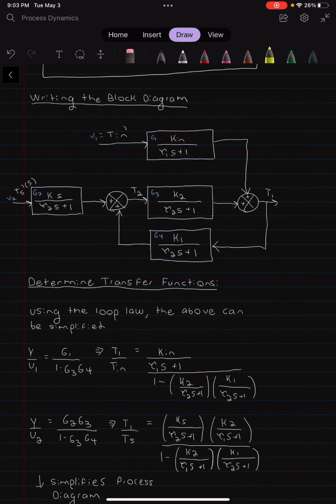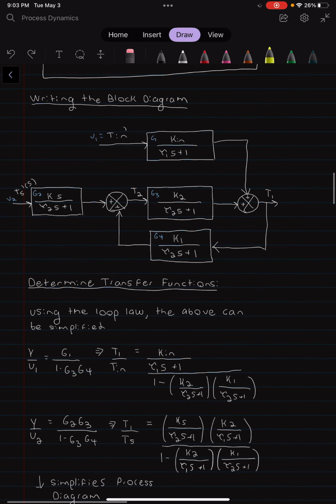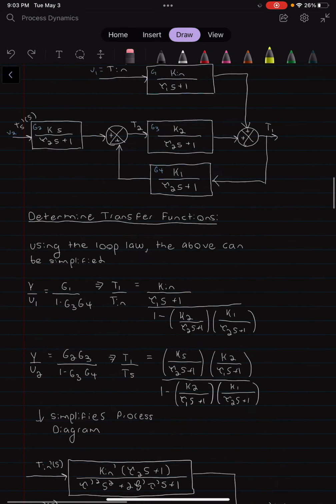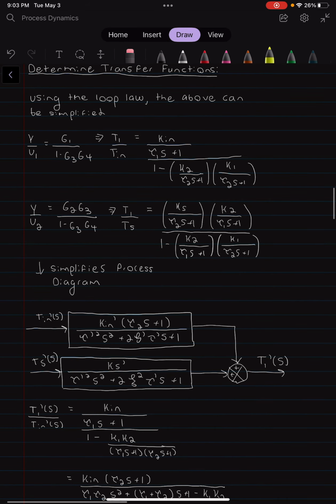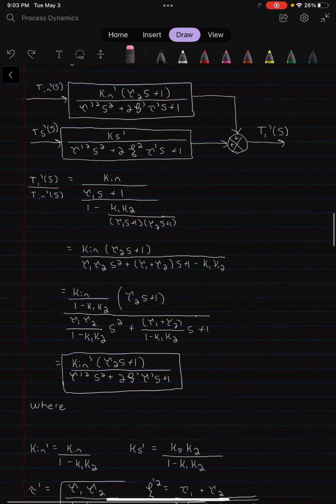Next, we want to write our block diagram. So this is our controller in. We're not worrying about the valve yet, and this is our process over here. We can simplify this using the loop law. So this top one up there, these two get simplified to this, and then we just keep our top value there. Then we want our overall transfer function of our process.